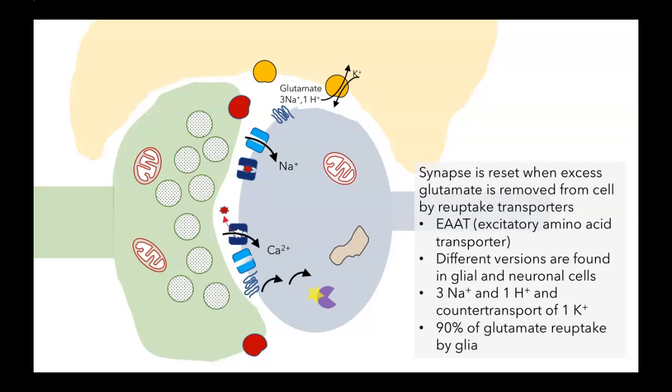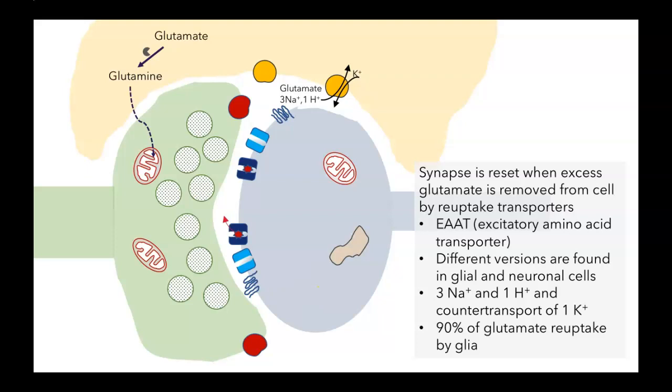Now, it would be nice if the body had a way to return that glutamate to the neuron so it could be repackaged, and there is. What happens in the glial cells is that glutamate is converted into a compound called glutamine, and then glutamine can be released from the glial cell, taken up by the signaling cell, turned back into glutamate, and then repackaged at the axon terminal for reuse.